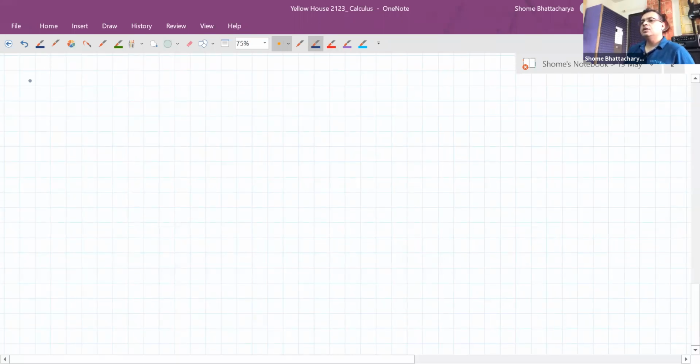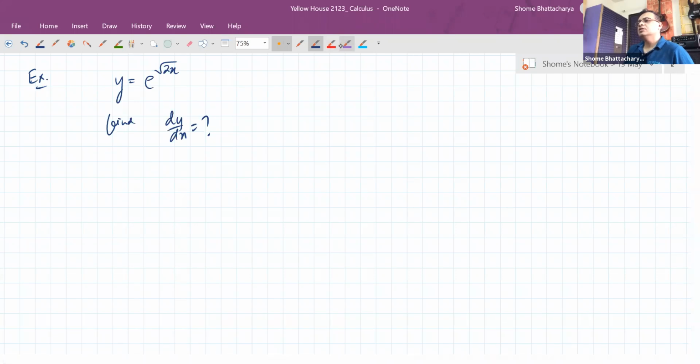So again, this is based on a doubt that one of you asked me a couple of days back. So we have the function y is equal to e raised to the power square root of 2x. Now we want to find the derivative of this function. So the first thing is you have to identify what type of function it is. Can I substitute it as a product of two functions? No, not really. Can I simplify it in another way as a product or quotient or sum or something?